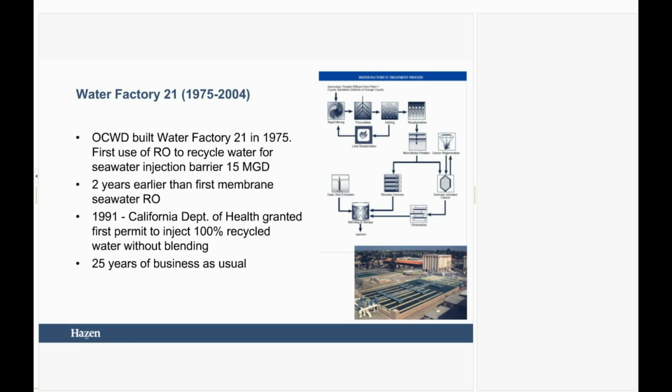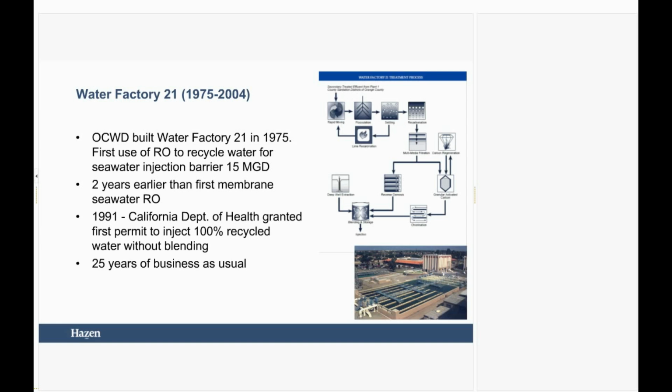In the 1970s, Orange County Water District were really leading-edge water managers and leading-edge technology people, in that they built a plant that contained reverse osmosis in order to produce a high-quality recycled water that had been desalinated to some extent in order to re-inject it back into the aquifer and push back against the seawater in what they call the seawater injection barrier. What's interesting about that is that this plant is about 15 million gallons a day.